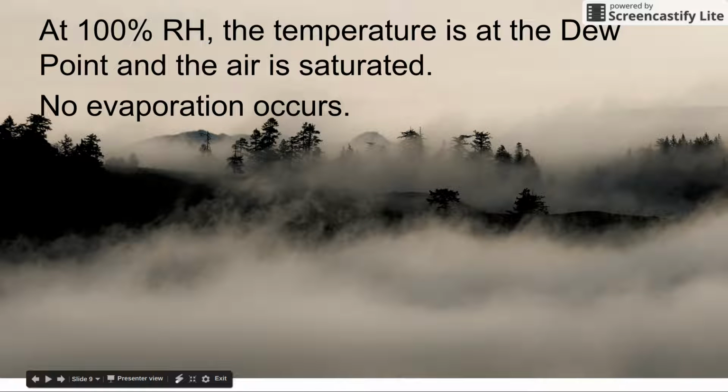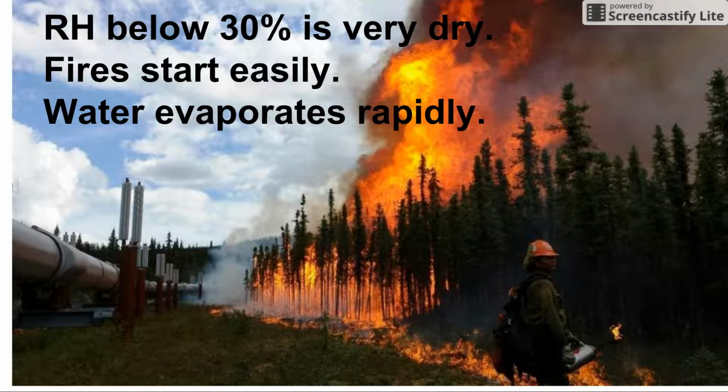At 100% relative humidity, the temperature is at the dew point. It's the definition of dew point. It is the temperature where relative humidity would be 100%, which means the air is full of water or saturated. No evaporation occurs at the dew point. So if I go outside and ride my bike when the temperature is at the dew point, I'm going to get wet because all of the sweat that I put out is going to stay on my clothing. It's going to be gross.